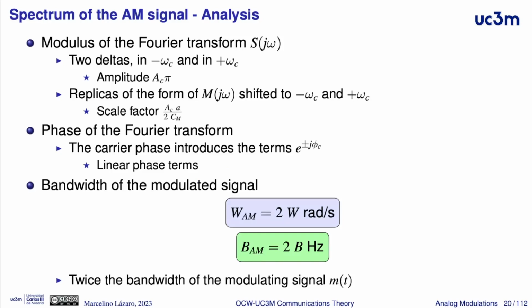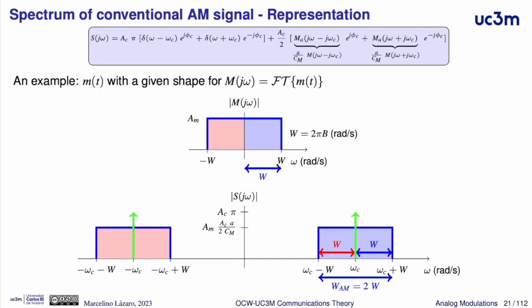One of the most important conclusions that we can obtain from this analysis is related with bandwidth. The bandwidth for a conventional amplitude modulation is twice the bandwidth of the modulating signal, 2 times W radians per second, or equivalently 2 times V hertz, twice the bandwidth of the modulating signal. It is very easy to see this with a graphical example.